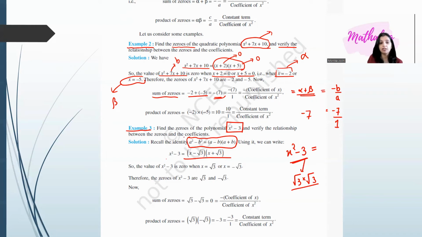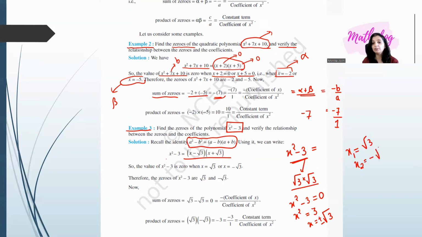I have another way. You can also find it like this. You have to find the zeros, which means the value of the equation should be 0. If I put this minus 3 on the other side of the equal sign, it will be like this. So the value of x will be plus or minus under root 3. Since it is a quadratic equation, one value of x will be plus under root 3 and one value of x will be minus under root 3. So this is the first zero and this is the second zero.